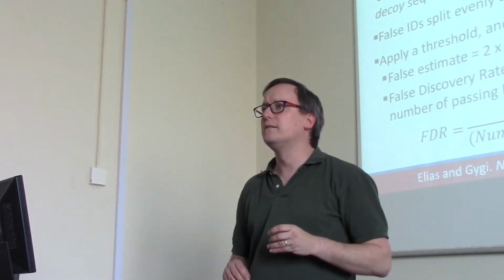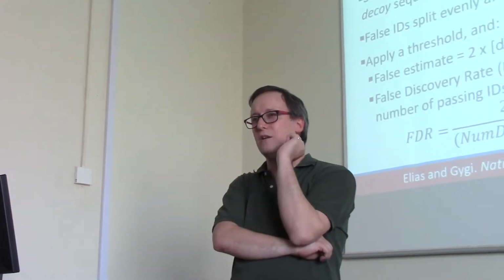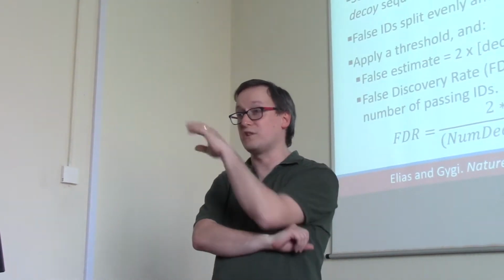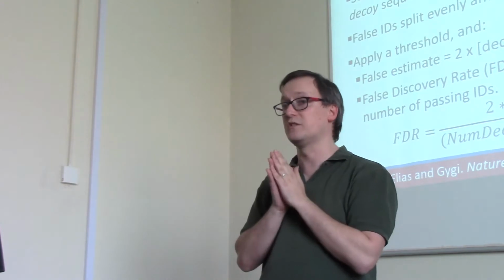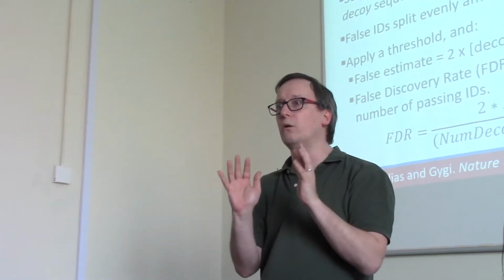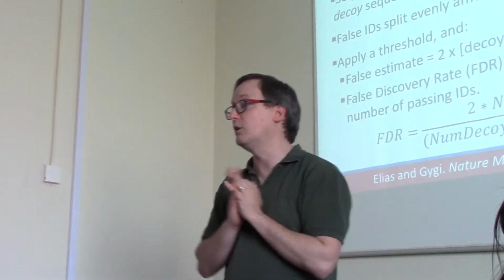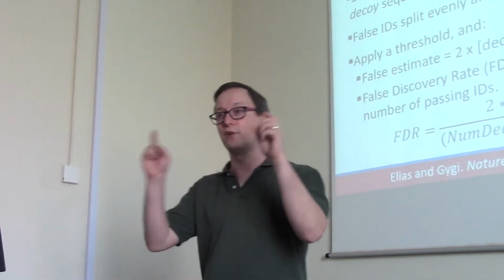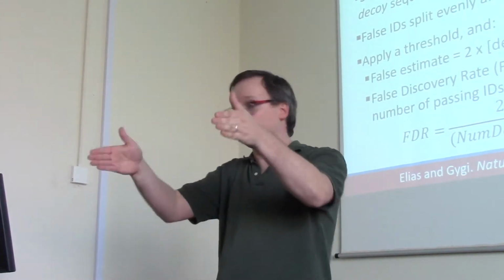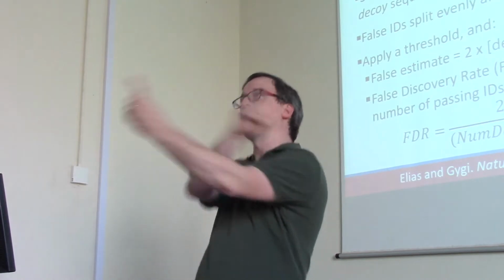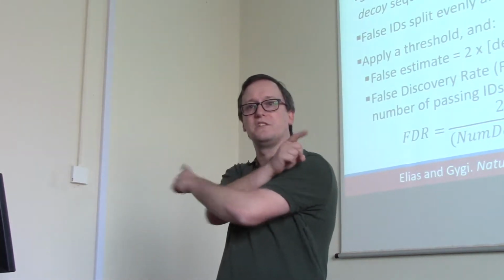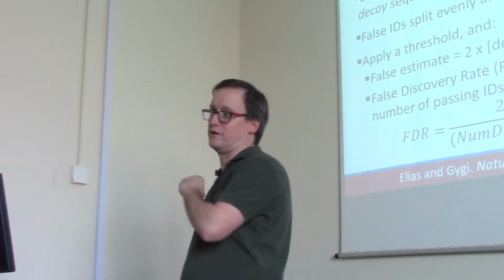Well, how do we do that? We're going to start by adding sequences to our search space, to the original sequence database that we started with, that we know are bogus. How do we do that? Well, the simplest way is for every sequence you put in there that's really from your organism, just flip it. N-terminus for C-terminus. Give the sequence in reverse order.